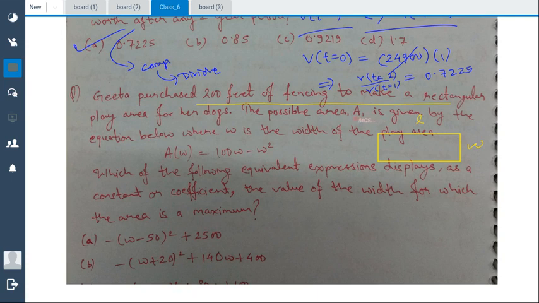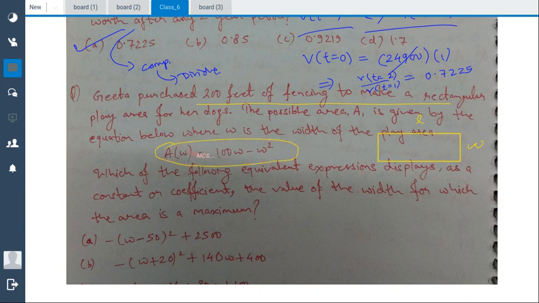A(W) equal to 100W minus W square. Okay? This is a function. If you put the value of W, you can get the area. For example, if you put W equal to 10, it is going to be 100 into 10 minus 10 square. So 1000 minus 100, 900. So this is a function given. Agreed?